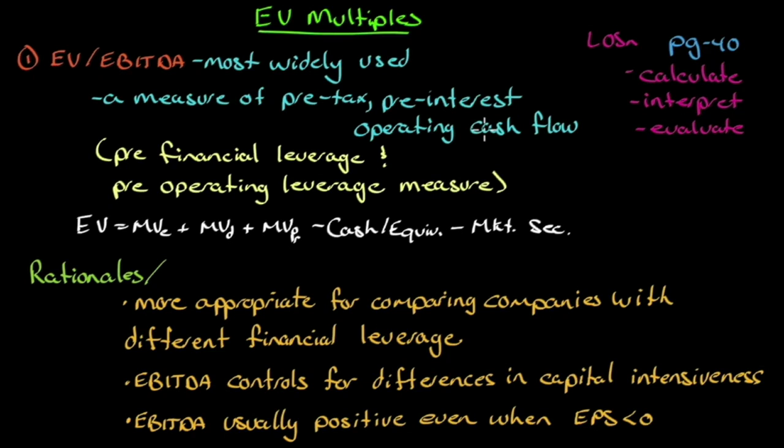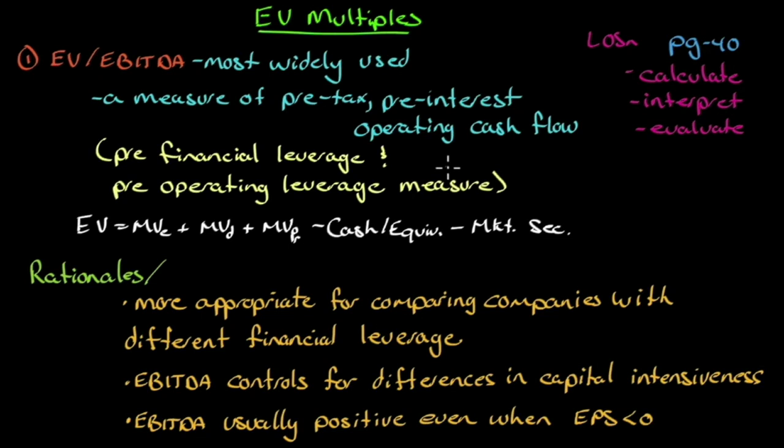EBITDA is a pre-financial leverage and pre-operating leverage measure, because it doesn't consider depreciation or amortization, so you can compare a capital-intensive and a labor-intensive business. It doesn't consider the amount of financing, so you can consider a highly leveraged business and compare it with a non-leveraged business. So it makes it a nice comparable measure in that sense.